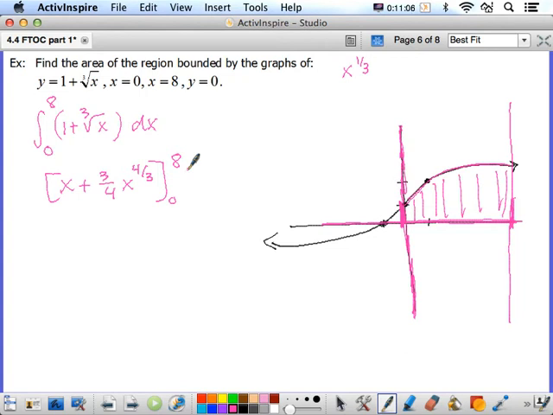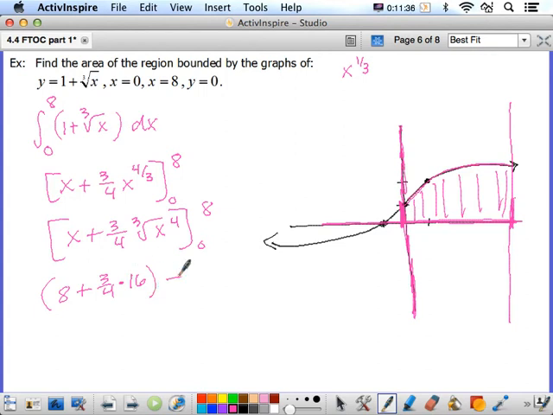We substitute the 8 in. Well, I'm going to go ahead and put it back in cube root form. It's just easier for me to understand. So x plus 3/4 times the cube root of x, and then raise that to the 4th power. So now we'll substitute in the 8. So we have 8 plus 3/4 times, what's the cube root of 8? 2, and 2 to the 4th power is 16. So there's the upper limit of integration.